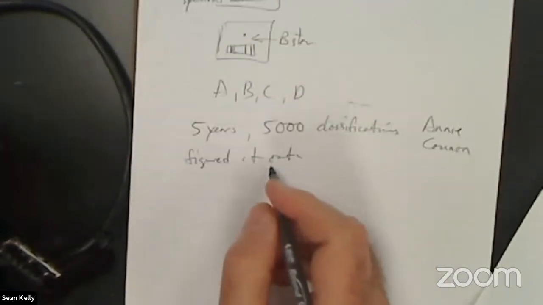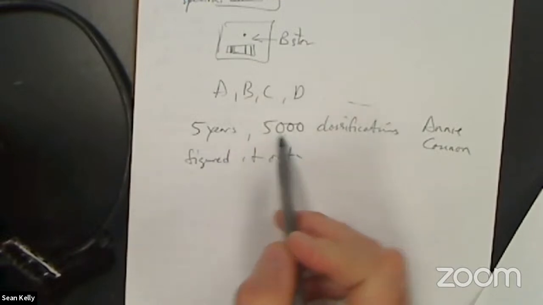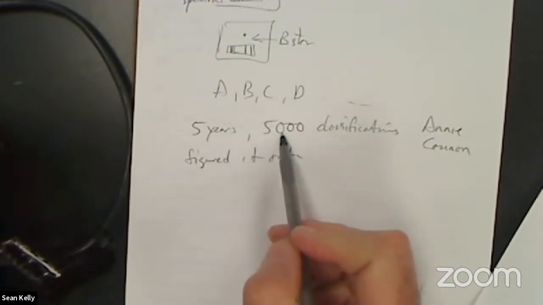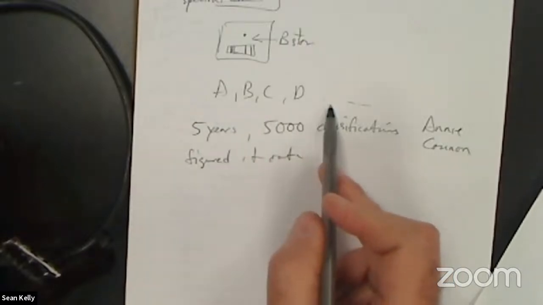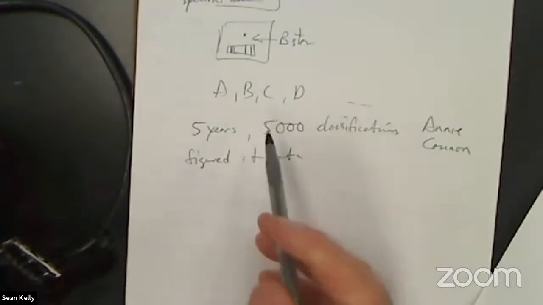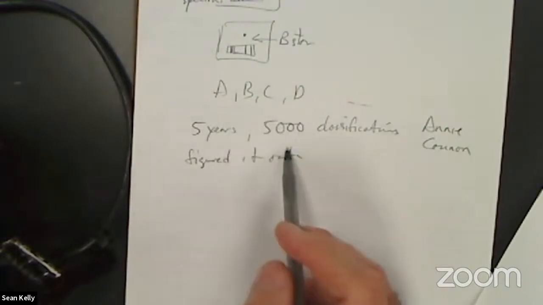This is a big deal, right? So what do you do if you figured it out after 5 years and 5,000 classifications? She finally figured it out. This was not the right order. That was just the order of the alphabet, right? What do you do? You go back and start all over again.